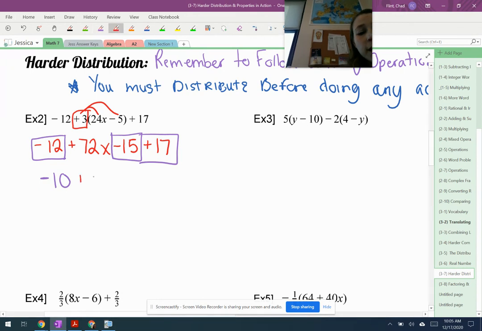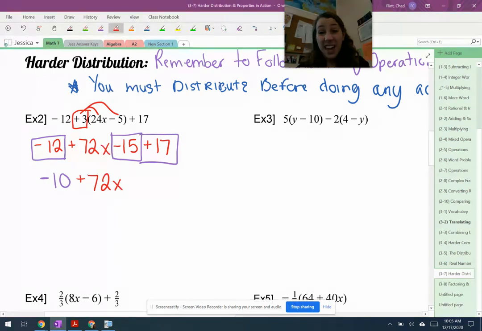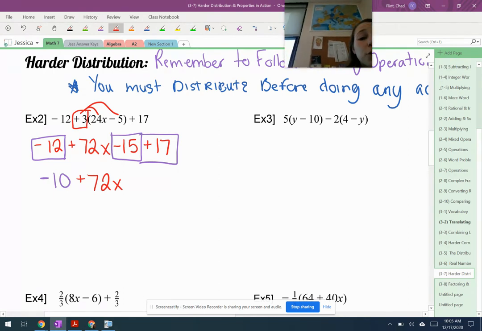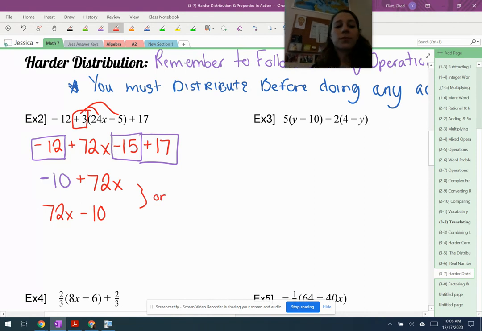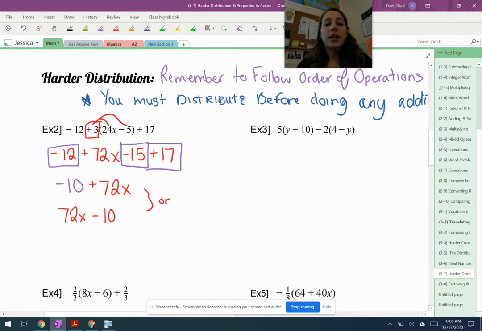And my 72x, there are no other like terms with that. There are no other pieces that have that x. So there we go. You could also rewrite that as 72x minus 10. Either one. And there is your example 2.